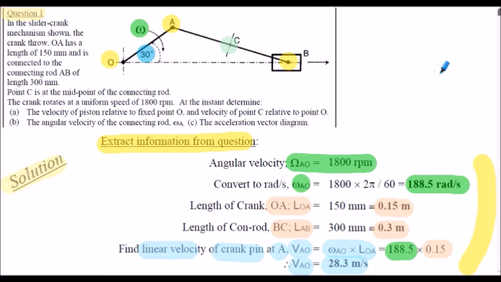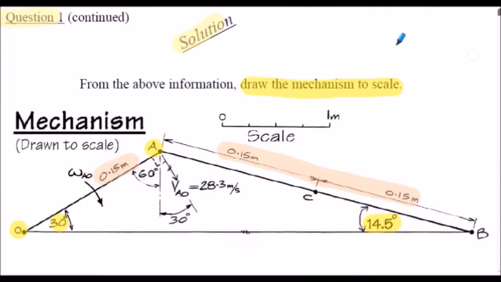This slide shows the information extracted from the question: the angular velocity in RPM converted to radians per second, link geometry converted to meters, and the calculation of the tangential velocity VAO. That's the velocity of the crank pin at point A relative to the centre of rotation at O. Question one continued. Here the mechanism is drawn to scale, so we can measure the angle here at B, 14.5 degrees. We're given the angle at O, 30 degrees, in the question.